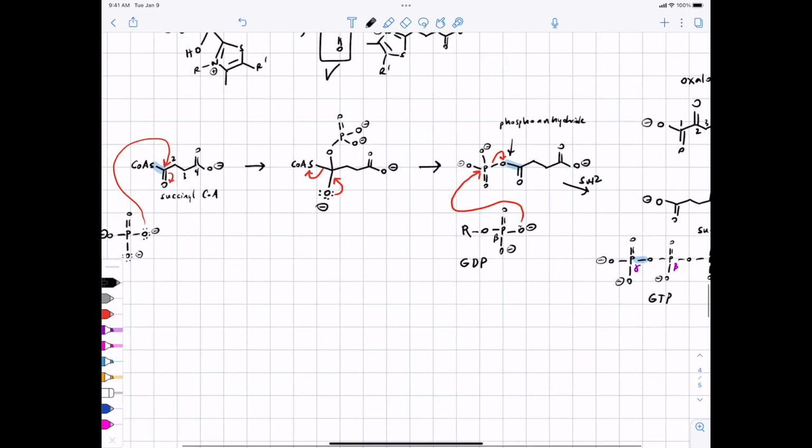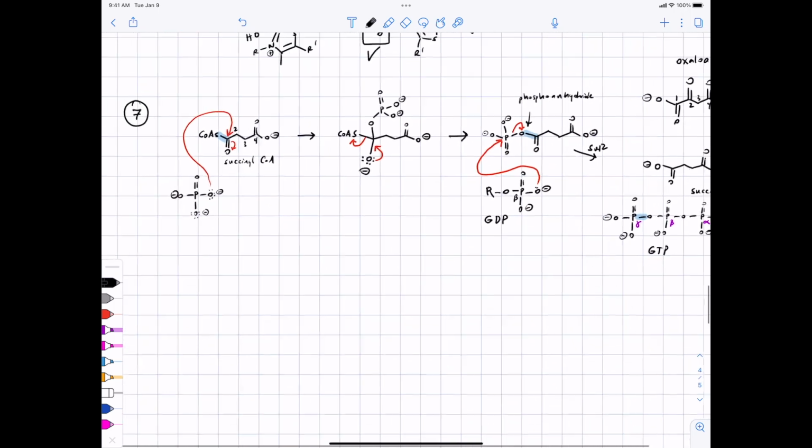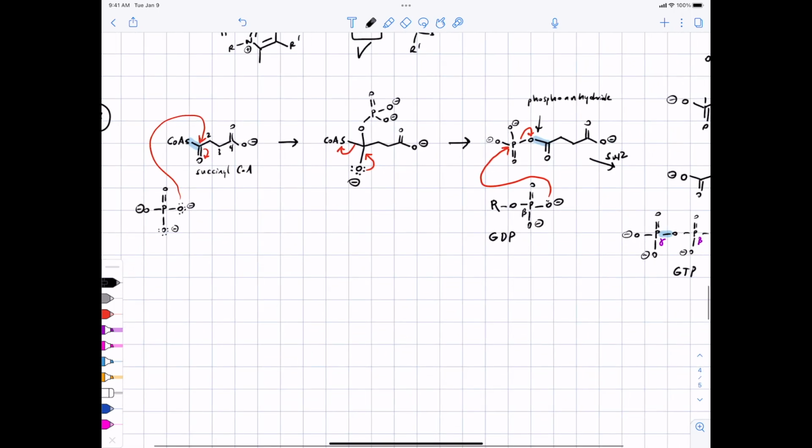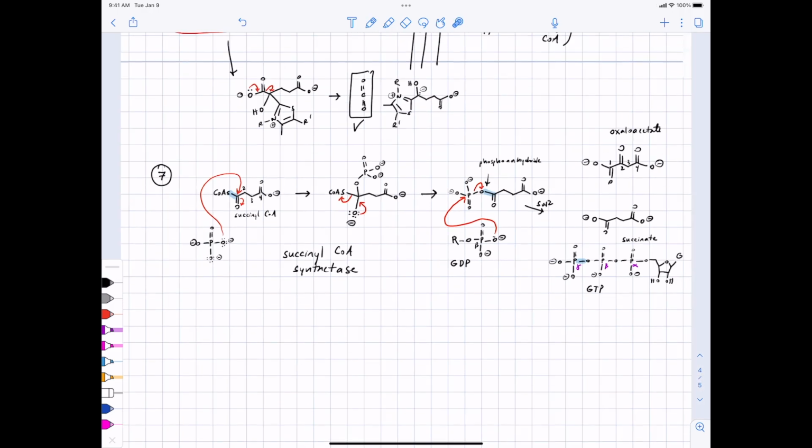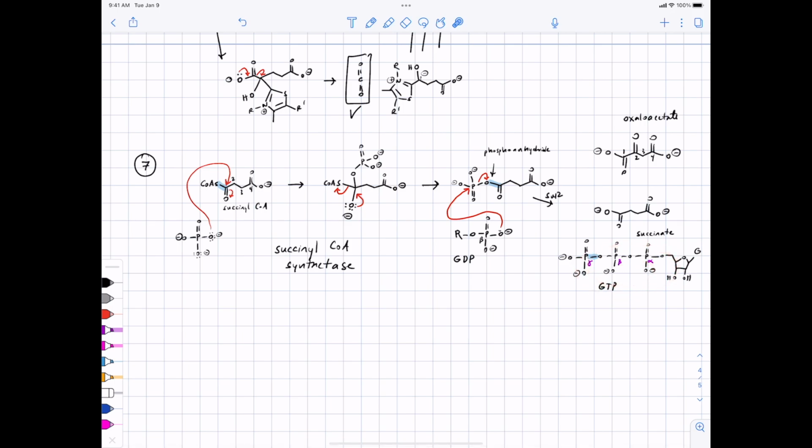The enzyme that does this reaction is actually unfortunately named for the reverse reaction. Succinyl-CoA synthetase is what you would call an enzyme that starts with succinate and uses GTP and coenzyme A to generate succinyl-CoA. So it's one of those.